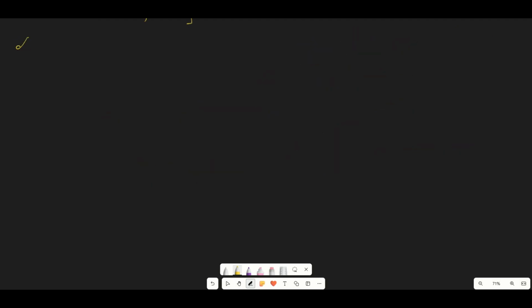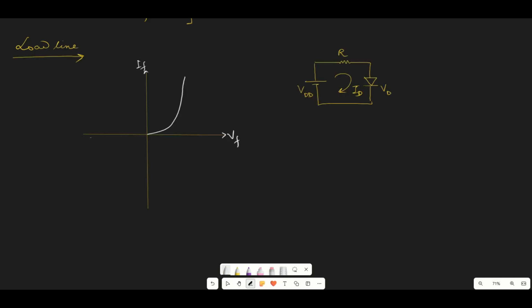So the next point is the load line of a diode. Let us consider a forward bias condition of the diode. That means this circuit, as you can see here: this is the VDD input voltage, and there is a resistance R, and this is the diode, and the voltage drop across the diode is VD, which for silicon is 0.7 volts, and the current is ID.